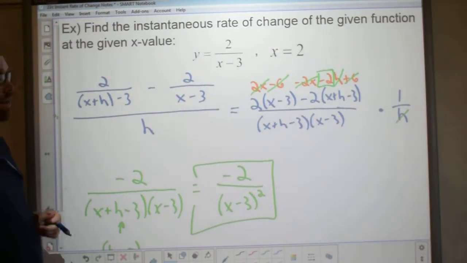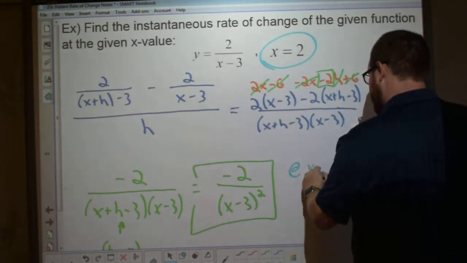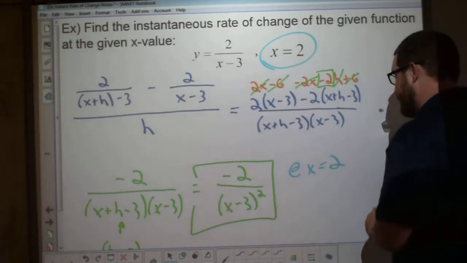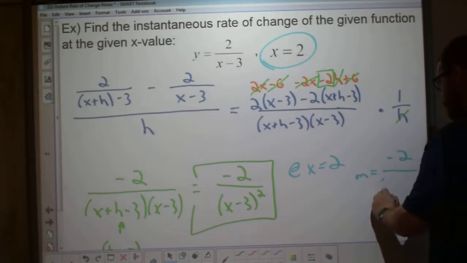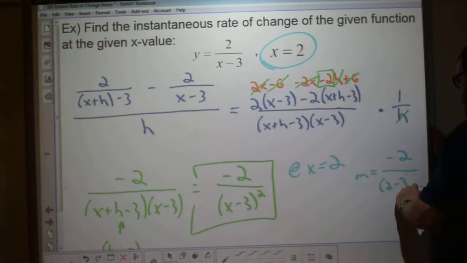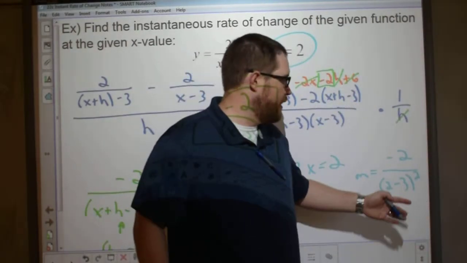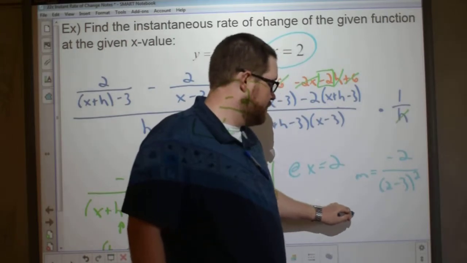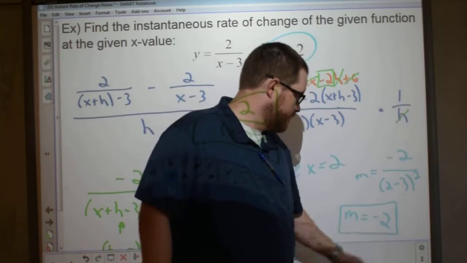Now, what point do I need to plug in? Well, I need to plug in the point 2. So at x equals 2, what is my instantaneous rate of change, or my instantaneous slope? Well, that would be negative 2 over 2 minus 3 squared. Negative 2 is negative 2. 2 minus 3 is negative 1. Squared makes it positive 1. Negative 2 over positive 1 is negative 2.